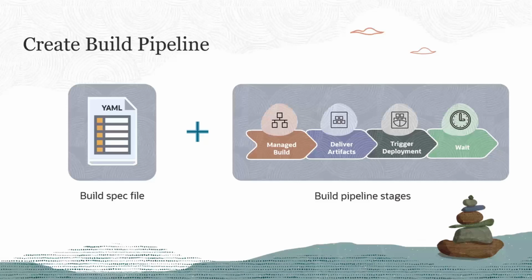A build pipeline can have multiple stages to it. We always start with the managed build stage and then extend the pipeline using any of these optional stages to deliver artifacts, trigger a deployment pipeline, or introduce a wait. Let's look at this process in more detail.